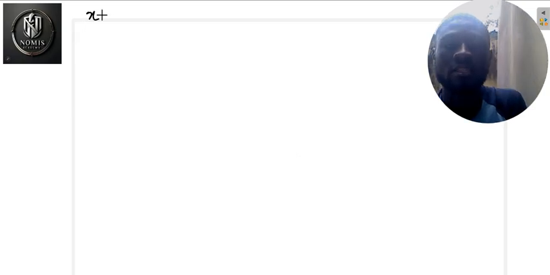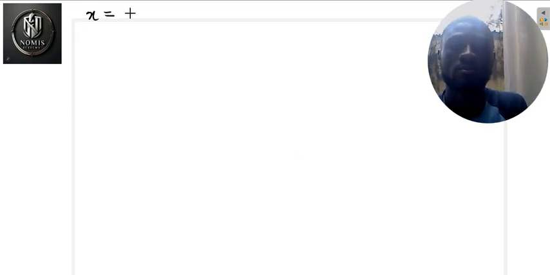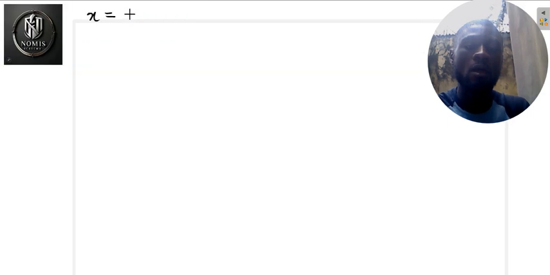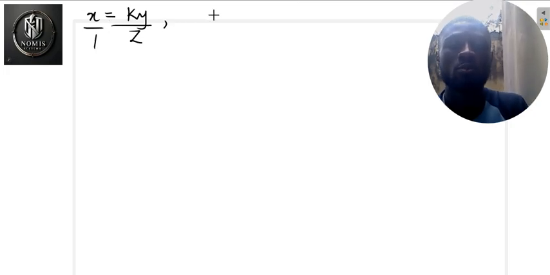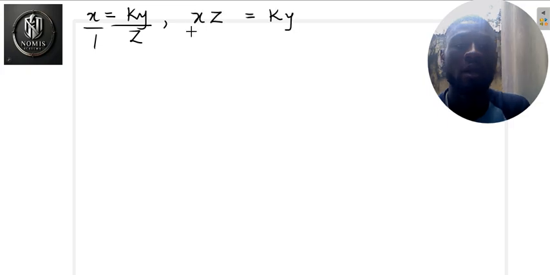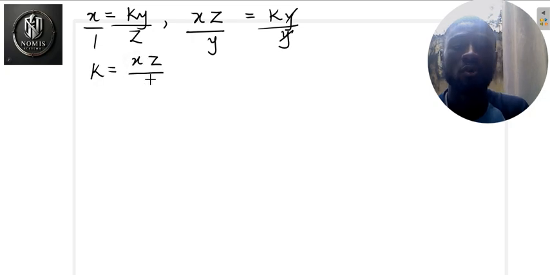So making k the subject of the formula, since x is equal to ky all over z, what we'll do is cross multiply. When we cross multiply, it becomes x multiplied by z equals k multiplied by y, and divide both sides by y. So when you divide both sides by y, the value of k is equal to x multiplied by z, divided by y.